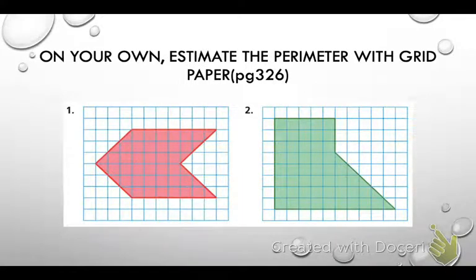Okay, so now you're going to do some on your own. If you actually want to do the tick marks like I do, you can go to page 326 in your textbook and you can write in your textbook because it is yours. I want you to estimate the perimeter using the grids that were given. You should see a text box on the right for your answers. Go ahead and put those in the text box on the right.